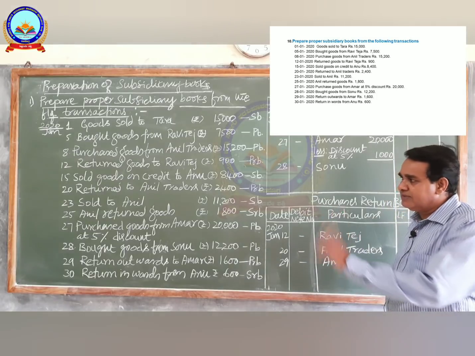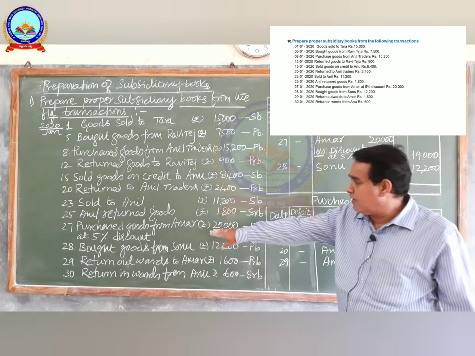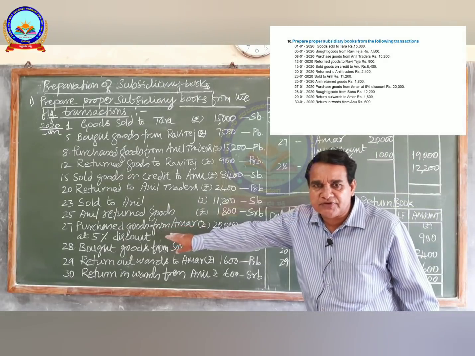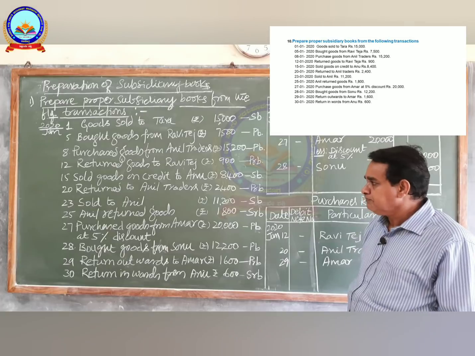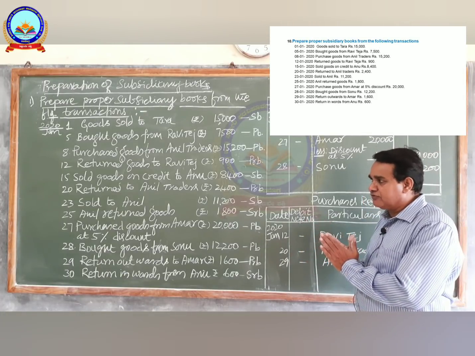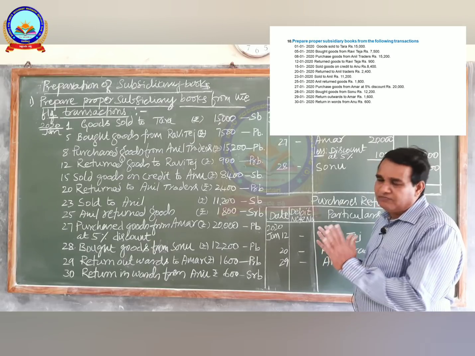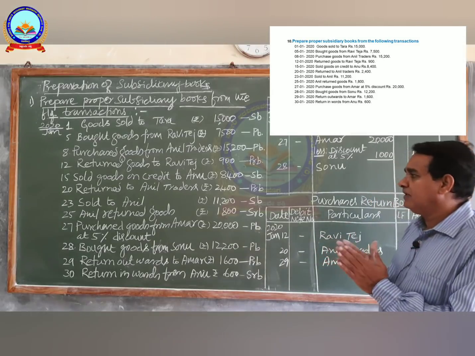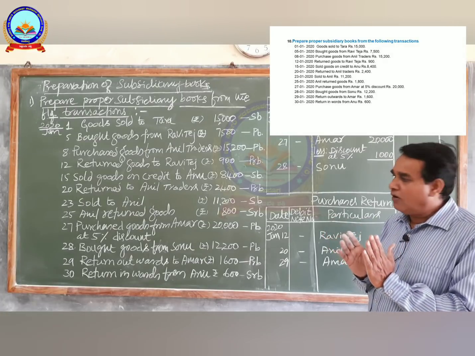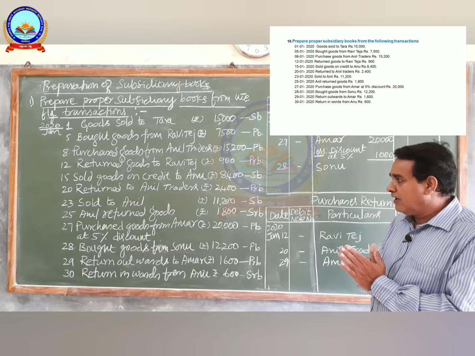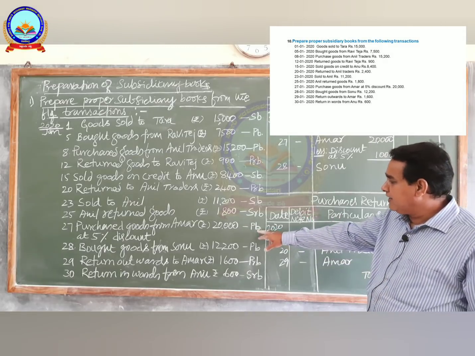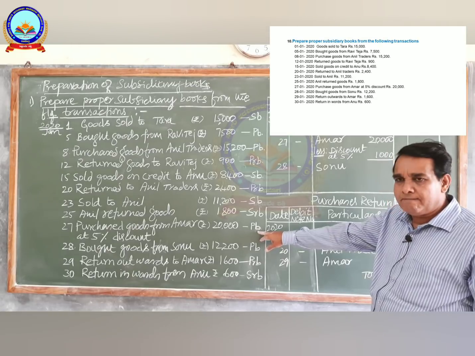On 27th, purchased goods from Amar, rupees 20,000 at a 5% discount. Purchased goods from Amar amounted to rupees 20,000 and given 5% discount. This transaction is related to the purchase of goods on credit from Amar with a discount of 5%. It should be entered in purchases book.